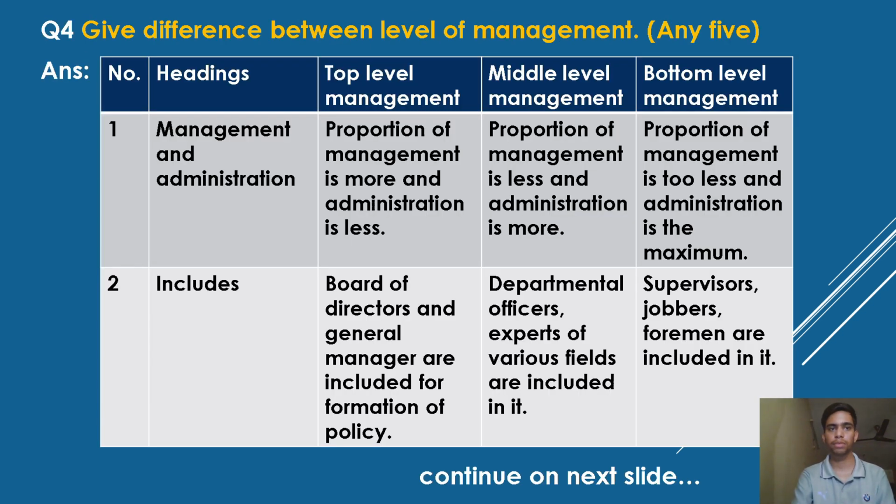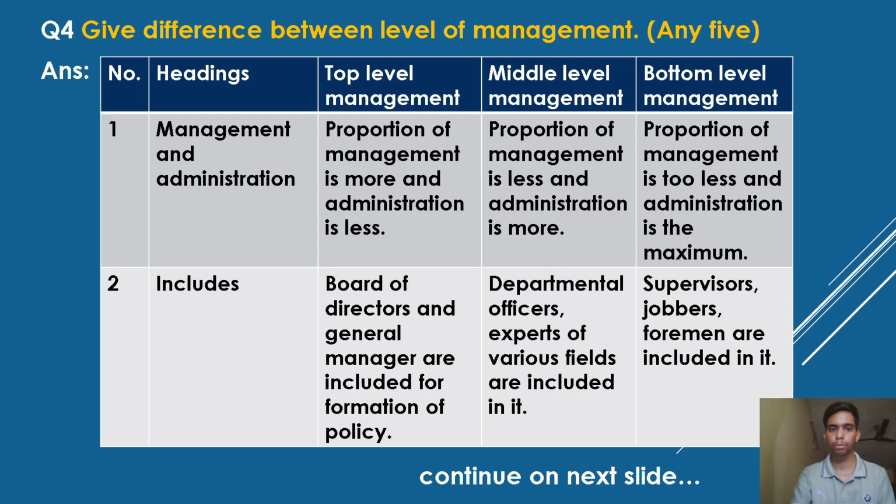Question number 4. Difference between levels of management. Any 5 points you have to write. Heading: top level management, middle level management, bottom level management. First, management and administration. In top level management, the proportion of management is more and administration is less. In middle level management, the proportion of management is less and administration is more. In bottom level management, the proportion of management is very little and administration is the maximum.